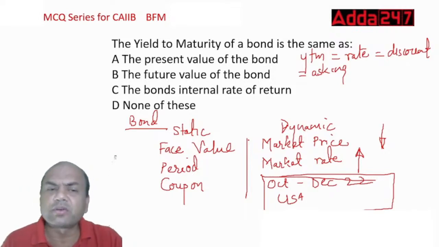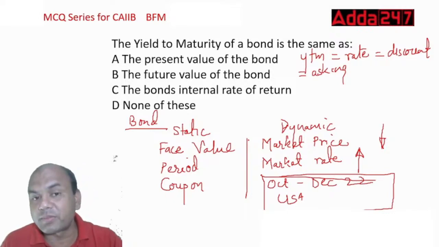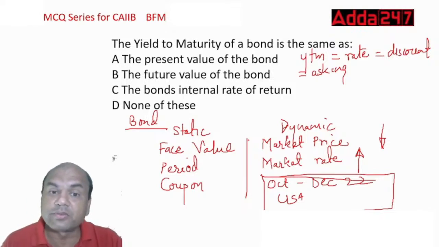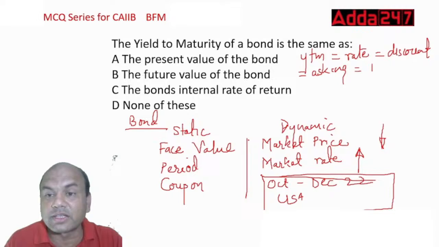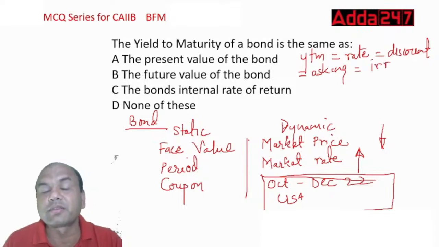So what is this equal to always? Remember, the present value of the bond, the present value formula is totally different. Future value, that formula is also different. Bond's IRR, this can be thought of. So you can call this IRR also, internal rate of return.